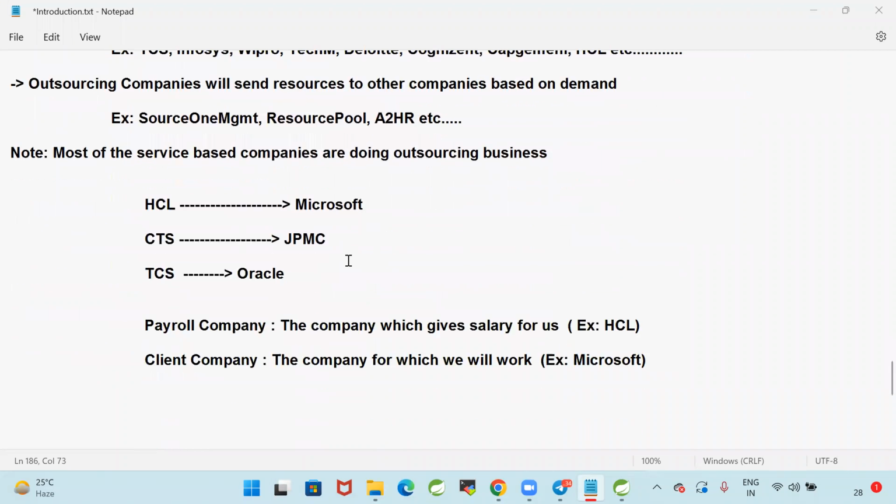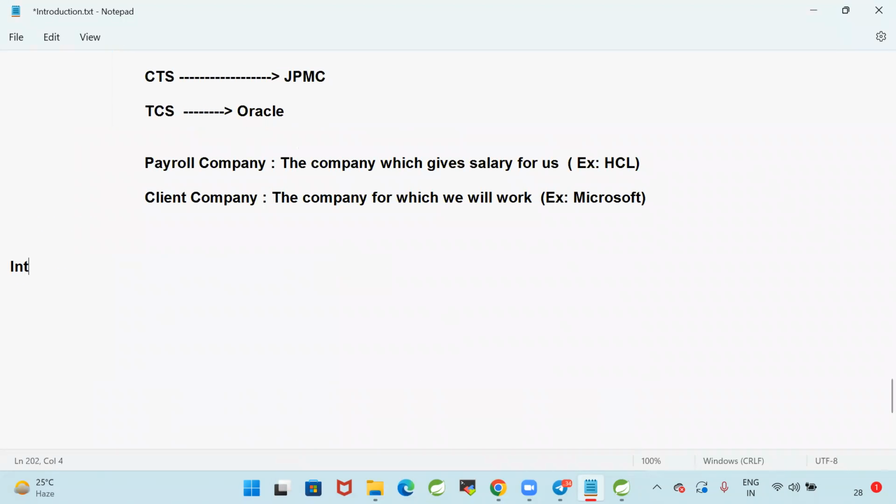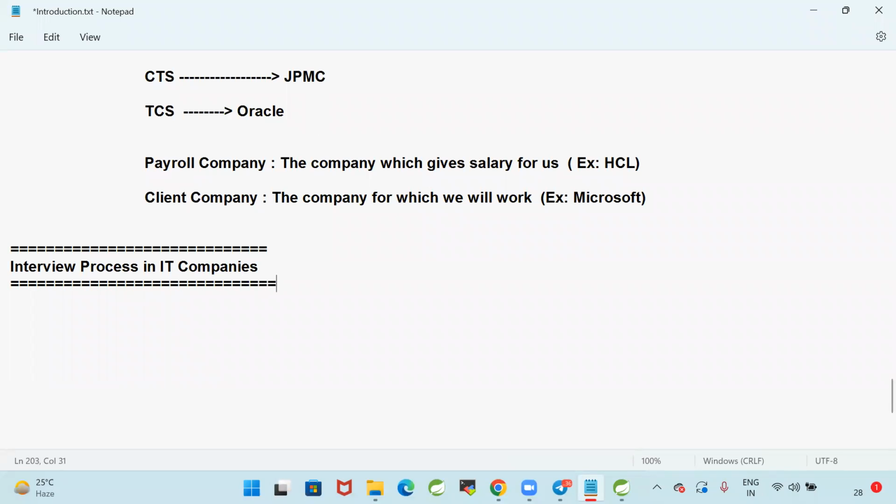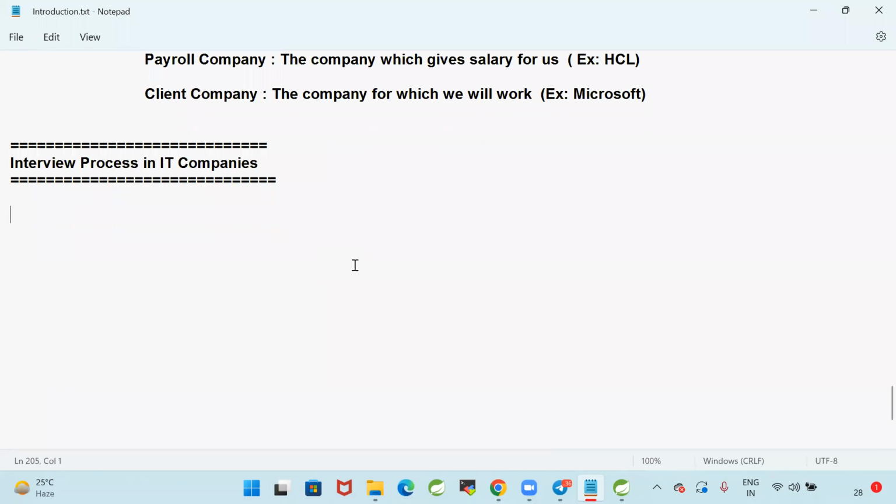Perfect. Now, interview process. Interview process in IT companies. Sir, if I go for a TCS interview, how will the interview process be? If I go for Microsoft, how will the interview process be? What is the interview process in the IT companies?